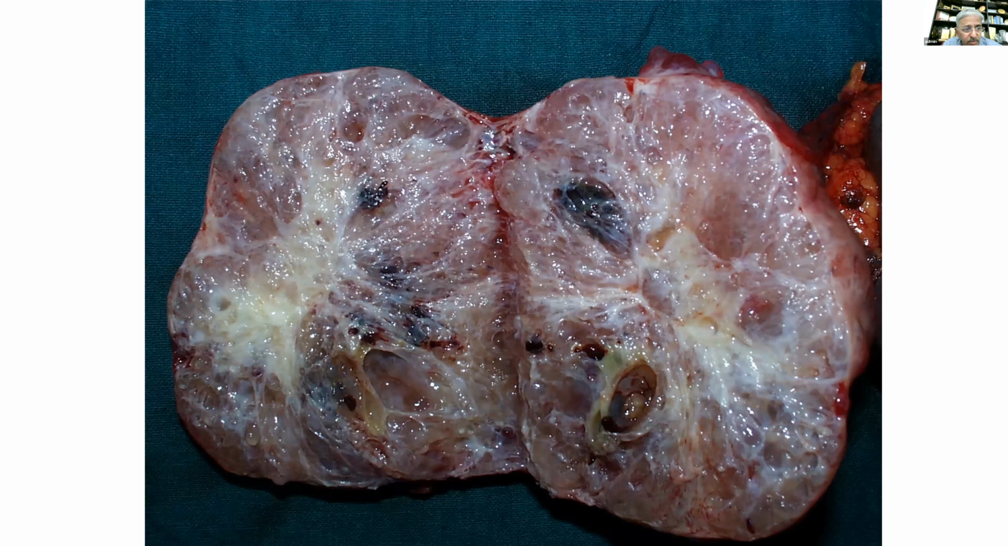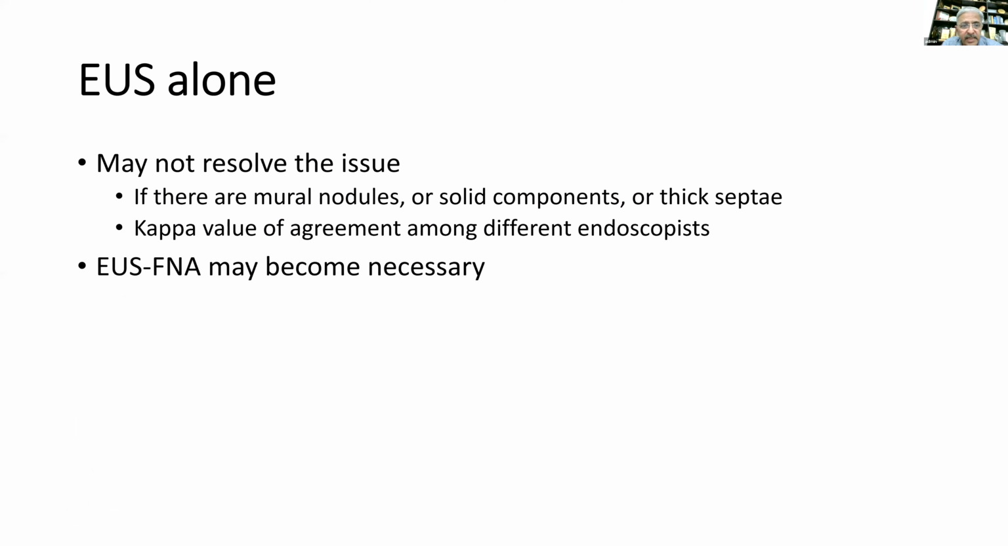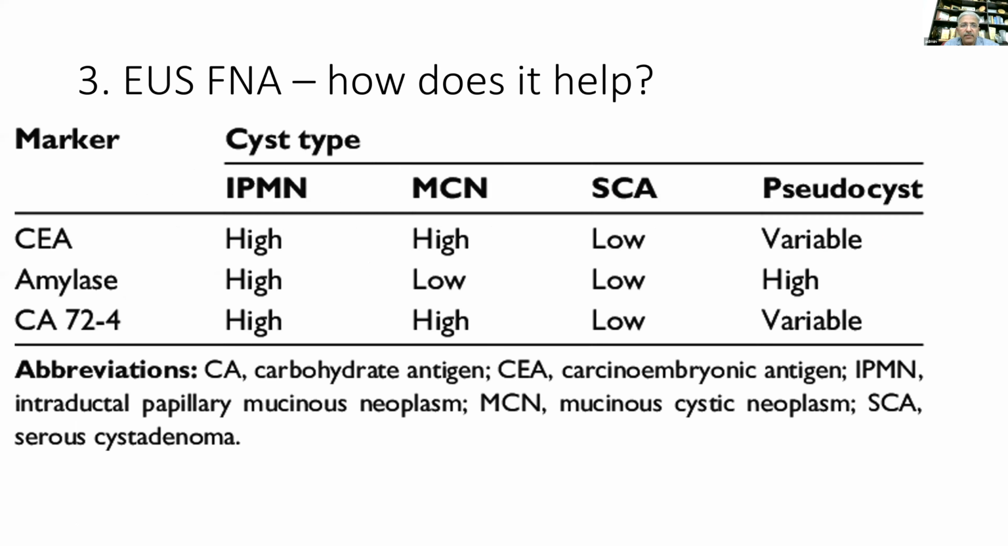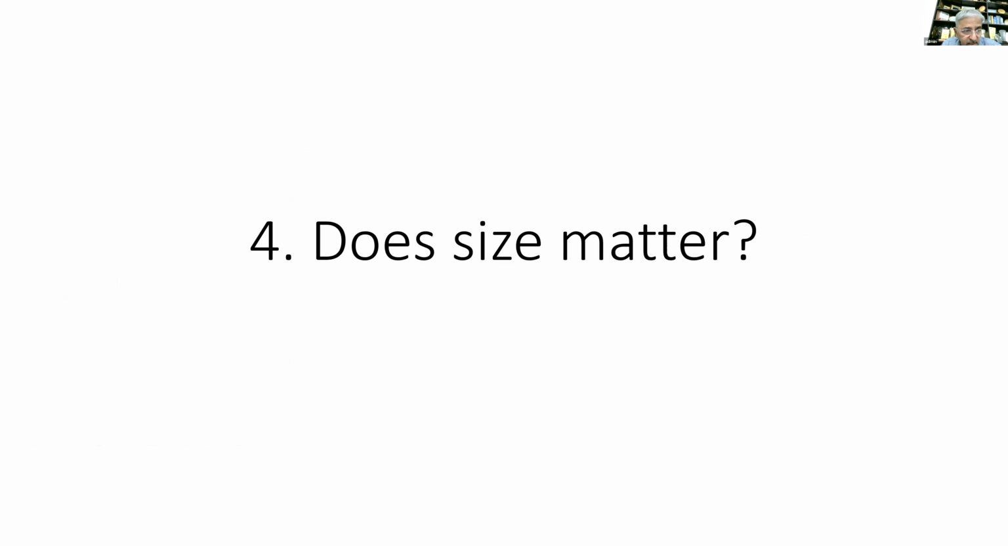Unfortunately, EUS alone may not resolve the issue, and the kappa value of agreement among different endoscopists is also low. Therefore, FNA and aspiration may be required. If you have a high CEA in the fluid, or a high CA 72.4 in the fluid, then we are dealing with either IPMN or MCN. But if all these are consistently low, except the amylase, which is high, then it could be a pseudocyst or a serous cystadenoma.